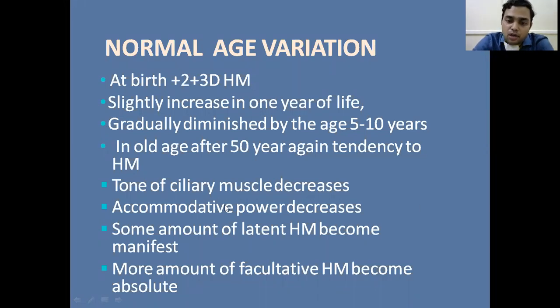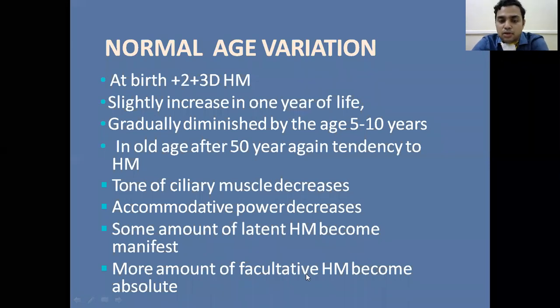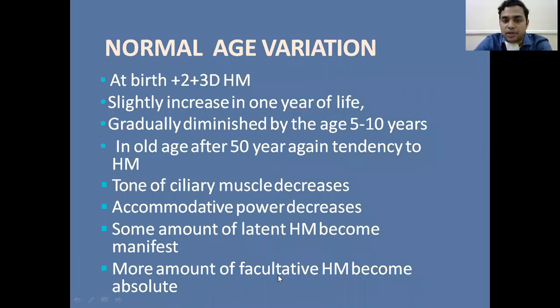There is also a decrease in the accommodative power because of the weakening of the ciliary muscle, and this also leads to disclosing of the manifest hypermetropia. So in old age, because of decreased ciliary muscle tone and decreased accommodative power, some part of the manifest hypermetropia and latent hypermetropia is disclosed, and the patient turns hypermetropic. A small amount of latent hypermetropia becomes manifest, and more of the facultative hypermetropia becomes absolute. So facultative hypermetropia will turn into absolute hypermetropia, and latent hypermetropia will turn into manifest hypermetropia because of the decreased ciliary muscle tone and decreased accommodation in old age.